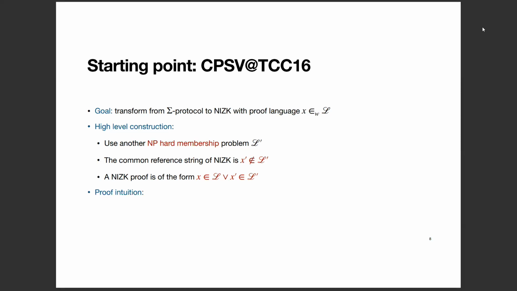Just to give a brief proof intuition of their transform: first, for soundness, since X prime is not in the language L prime, the prover needs to provide a correct proof for X in the language L. And for zero knowledge, we can switch the CRS with X prime in the language L prime. Since L prime is an NP-hard membership problem, this switch is computationally indistinguishable. Then the simulator can prove with this new witness W prime.